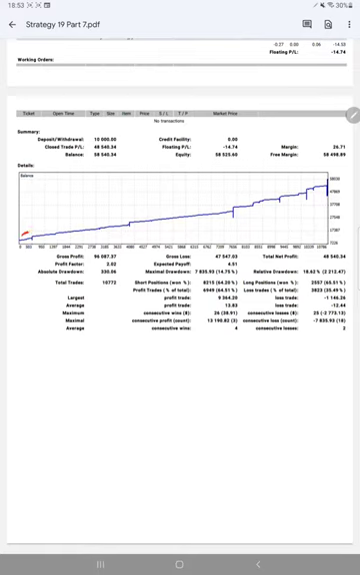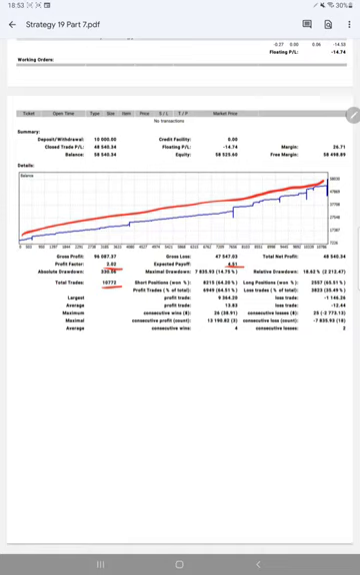First of all, you can see the graph is constantly going up. Profit factor is 2.02. Total number of trades has already crossed 10,000. It's 10,772. Expected payoff is 4.51.